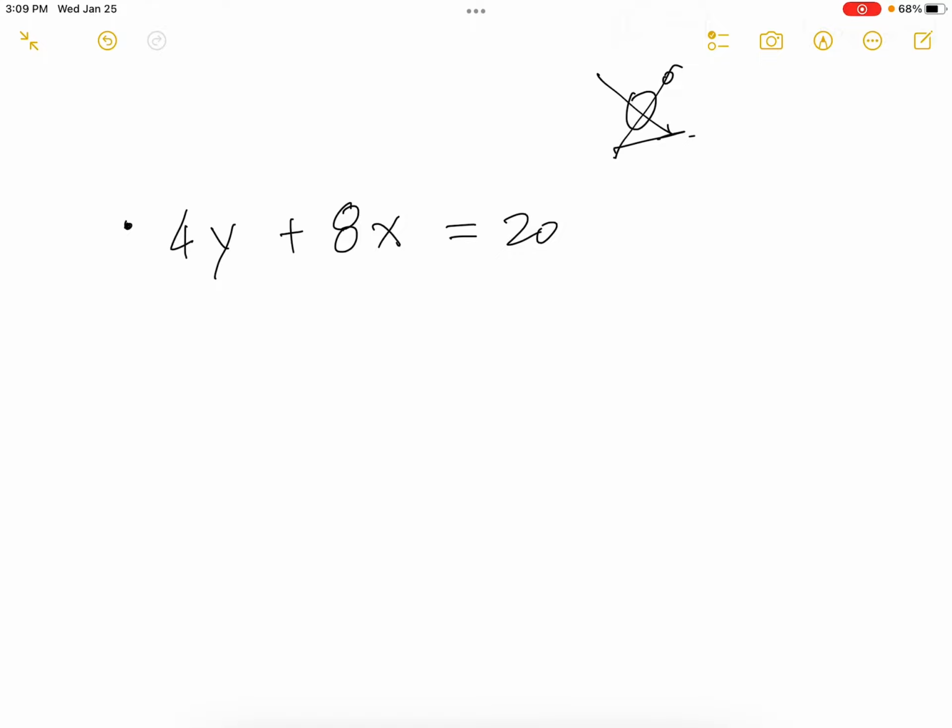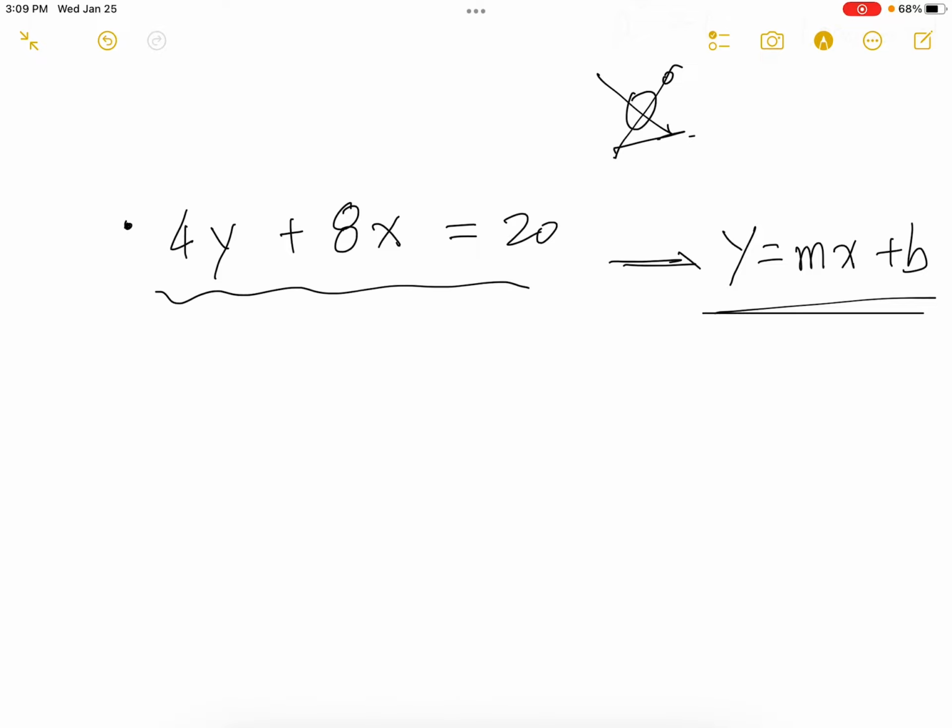Okay, so let's say we want to, and this goes to our next topic of equation of a line, right? Because if you recall, the equation of a line is y equals mx plus b. This is the form that we generally work with. So let's say we want to write this equation into this form, y equals mx plus b. So first, if you have y on the left-hand side, then we want to keep y on the left-hand side, right? So then we have to move the 8x over to the other side.